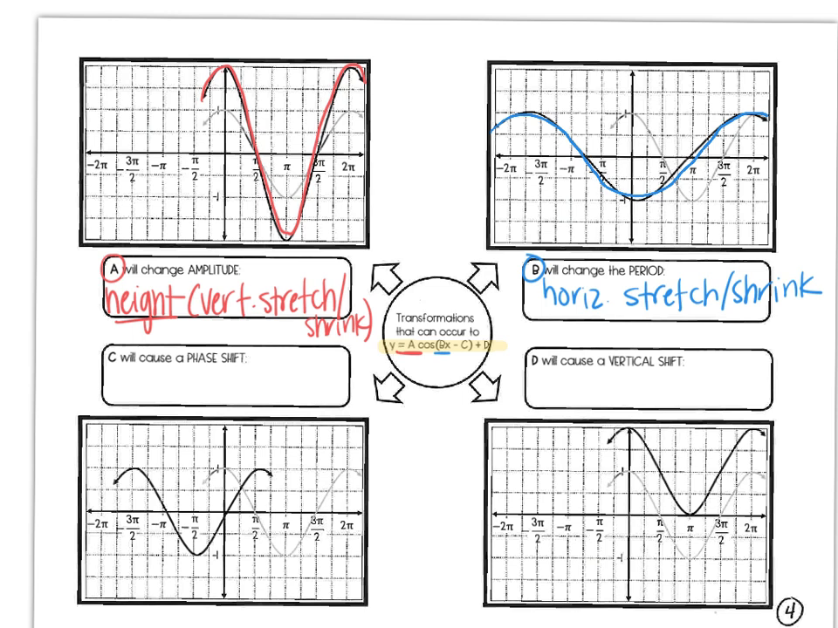Okay, C is a phase shift. It will change where we start our graph. So it's technically a shift left or right. It's a horizontal shift. And it'll change sort of where we start graphing our graph. But again, we're going to talk about this more in depth later. And then D is a vertical shift. It's a change in the midline. So this will go up or down.